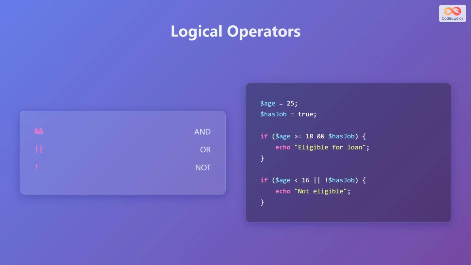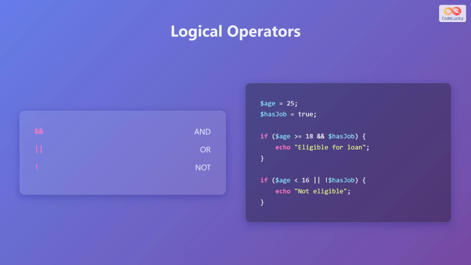Now let's explore logical operators, which allow you to combine multiple conditions into a single if statement. The AND operator, represented by two ampersands, requires both conditions to be true. The OR operator, represented by two vertical bars, requires at least one condition to be true. The NOT operator, represented by an exclamation mark, negates a condition.